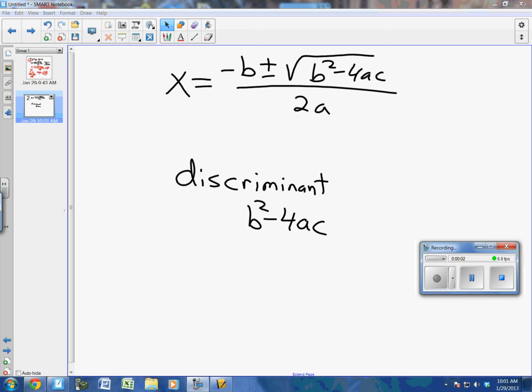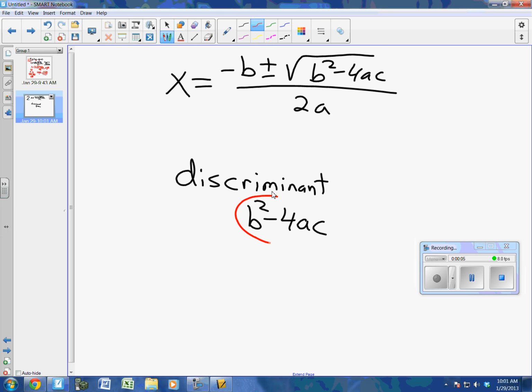Okay, we're going to talk about this discriminant. The discriminant is the part of the quadratic formula that is inside the radical right there. That's called the discriminant, b squared minus 4ac. It discriminates. It will tell you whether your answer has two real numbers, one real number, or two imaginary numbers.